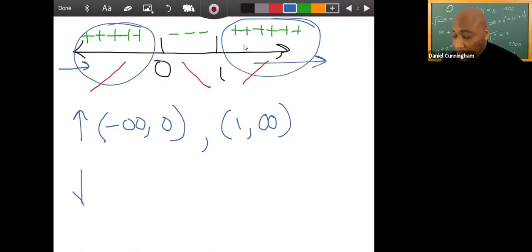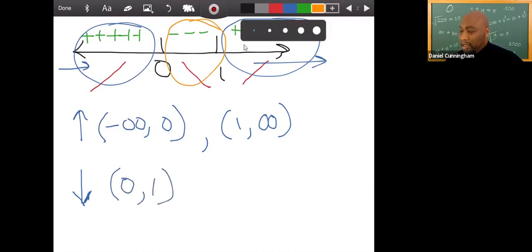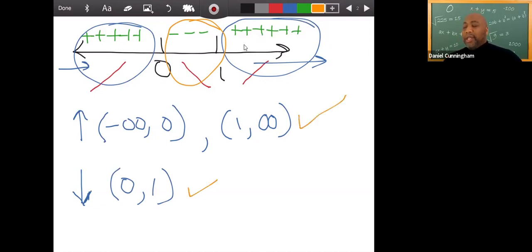Now it's decreasing, and I'll use a down arrow for decreasing. It's decreasing in this orange area because it's all negative values. And how do we write that? From 0 to 1, this is where it's decreasing. This is where the function is increasing. And that's how you write the answer when you want to write increasing and decreasing.